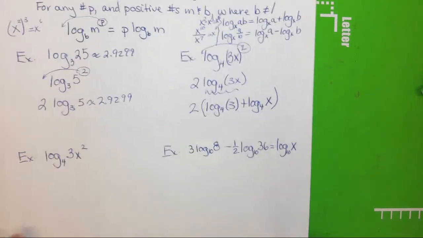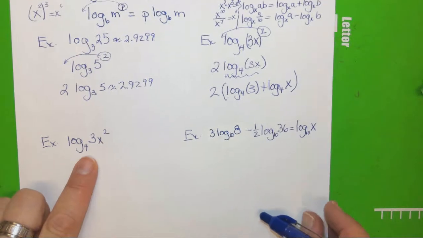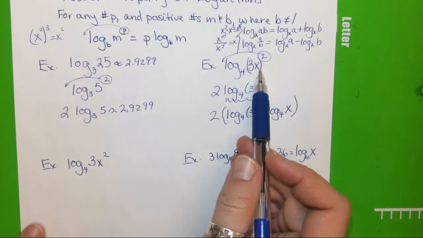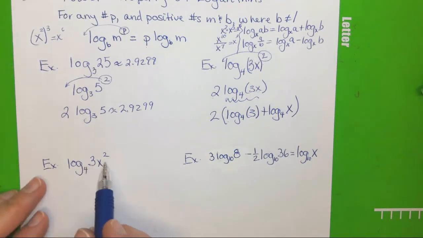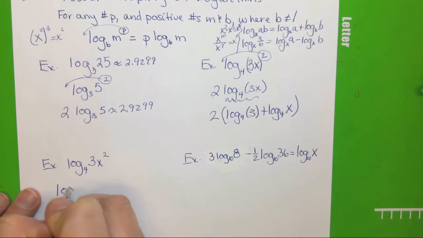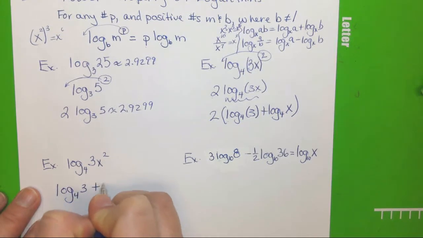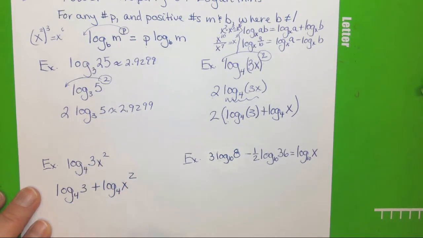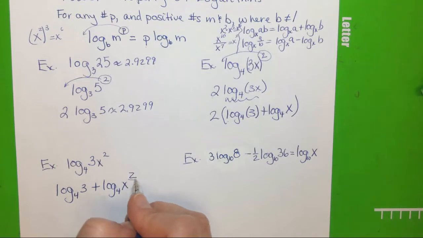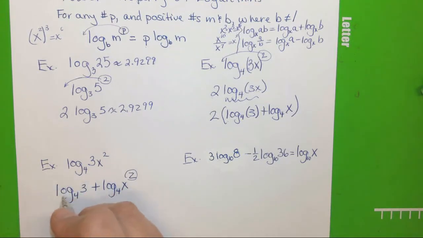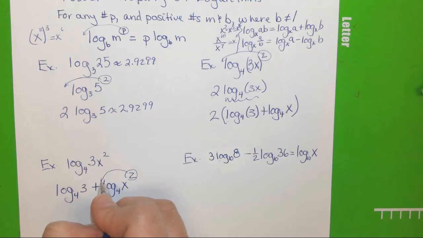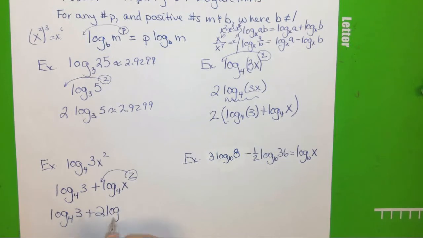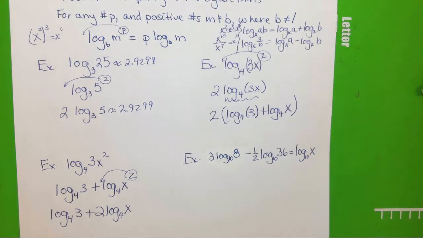Now, that compared to this guy. This guy right here, the square only applies to the x. It doesn't apply to 3, unlike this one. So the first thing we have to do is separate the 3 and the x squared. So we'd have log base 4 of 3 plus log base 4 of x squared. That squared does not apply to the 3 in this case. So now we can move it, but we're not going to move it over here because then that would apply it to the 3. We're just going to move it to here. So we'd have log base 4 of 3 plus 2 log base 4 of x.